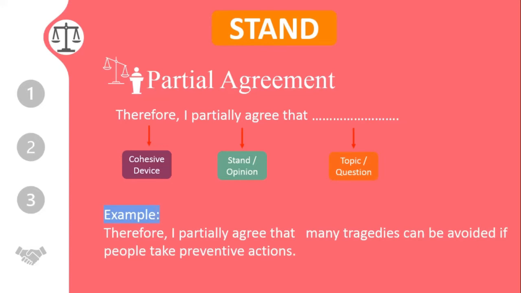We begin with an appropriate cohesive device, a clear stand, "I partially agree that," followed by the topic of discussion: many tragedies can be avoided if people take preventive actions. Gentle reminder, there are other ways on how you can write a neutral stand. You can refer to the outline of an argumentative essay notes for more explanation and examples.